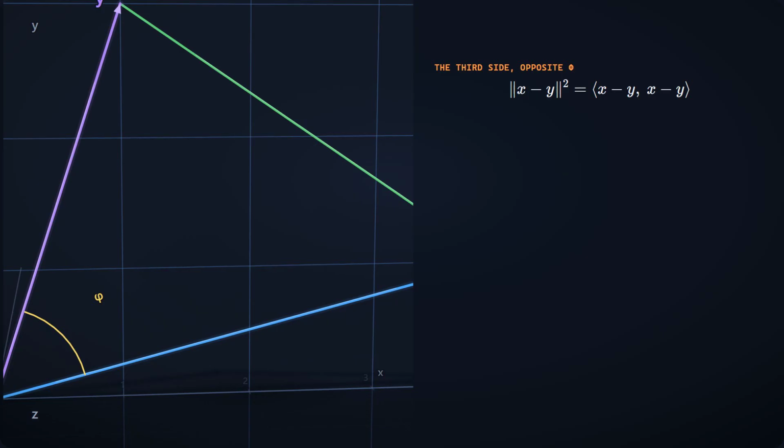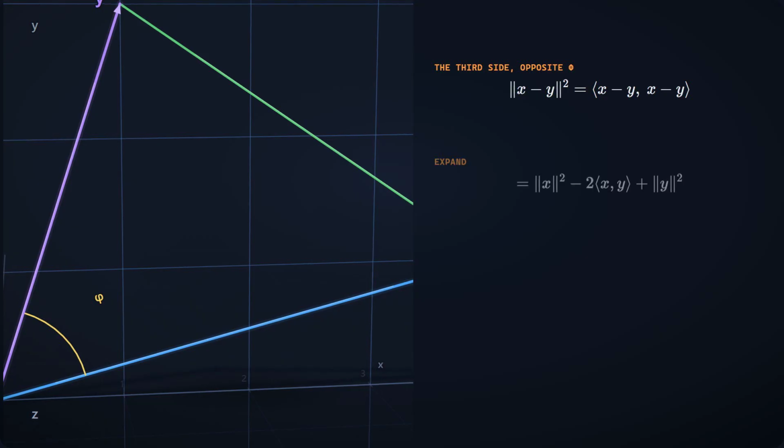So take that third side's squared length as its product with itself, and expand with the binomial rule, norm of x squared, minus twice the product, plus norm of y squared. That's just the difference expansion again. What turns it into the cosine rule?